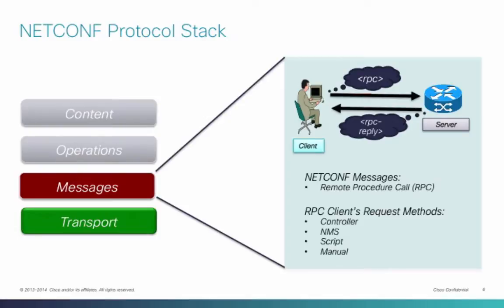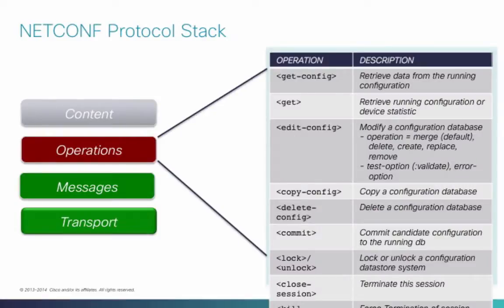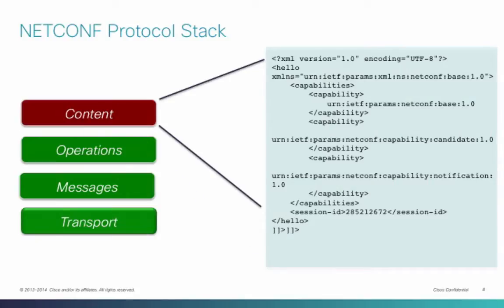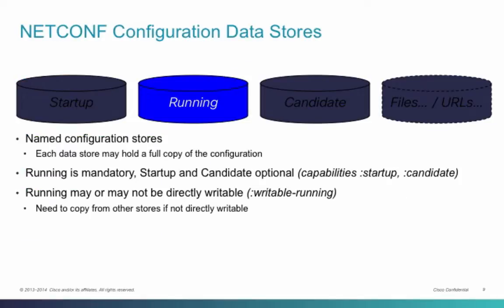Using NETCONF, you can perform various operations like get config, edit config, or commit the configuration from candidate database to running database. Yes, we do have multiple data stores in NETCONF. I'll talk about it shortly. The content of NETCONF is based on XML schema. There are four data stores in NETCONF. Running database is the mandatory one and the rest are optional.